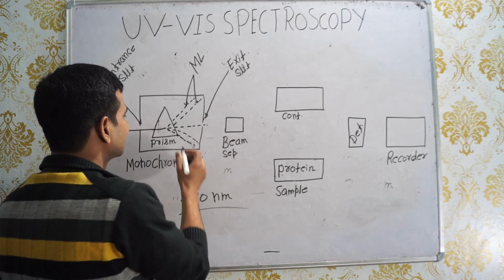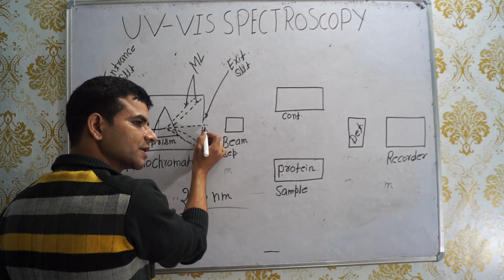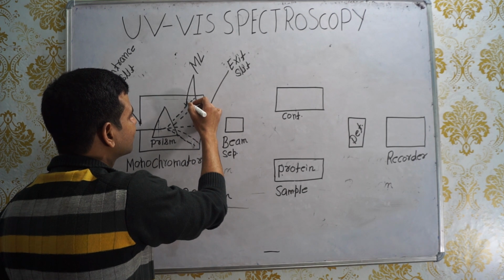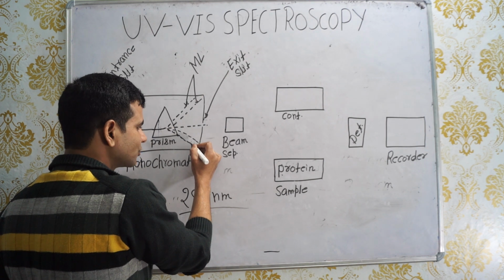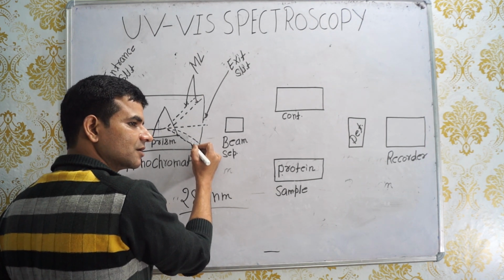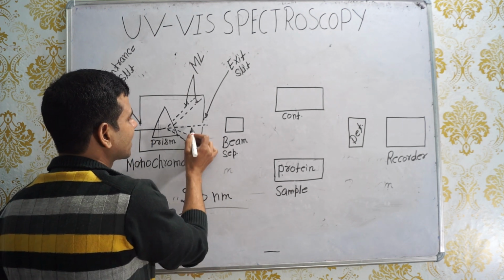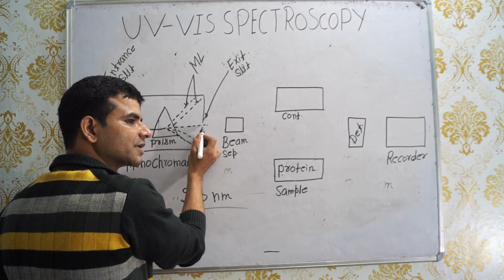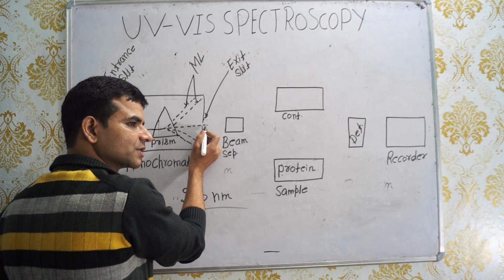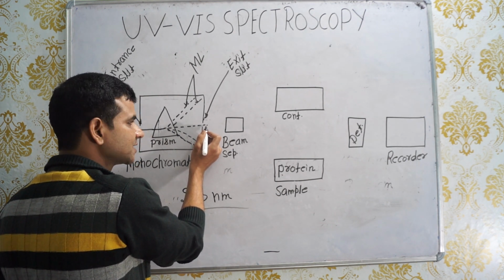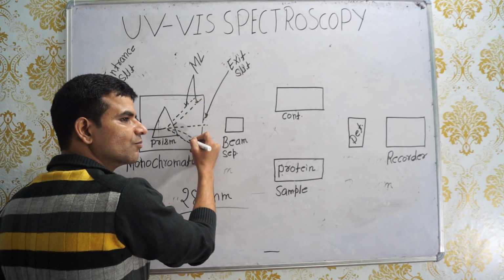Here we are supposing that the wavelength of this monochromatic light is 280 nanometer, but the wavelength of this other monochromatic light is not 280 nanometer. Therefore the monochromator will allow to pass the light of only 280 nanometer wavelength, that is only this monochromatic light will pass from the monochromator through the exit slit, and this other monochromatic light will be blocked by the monochromator.